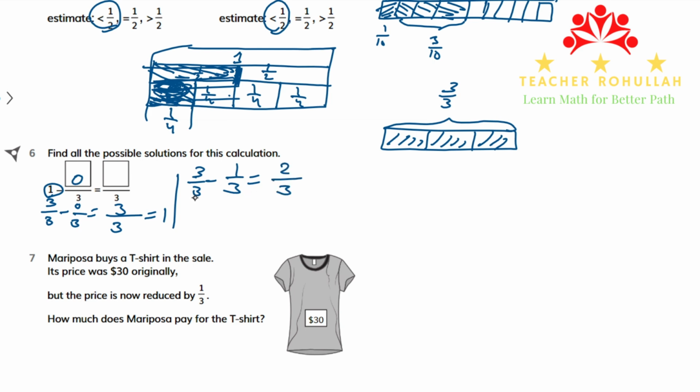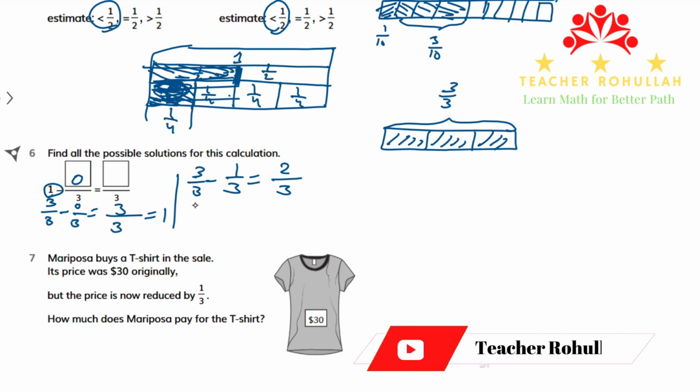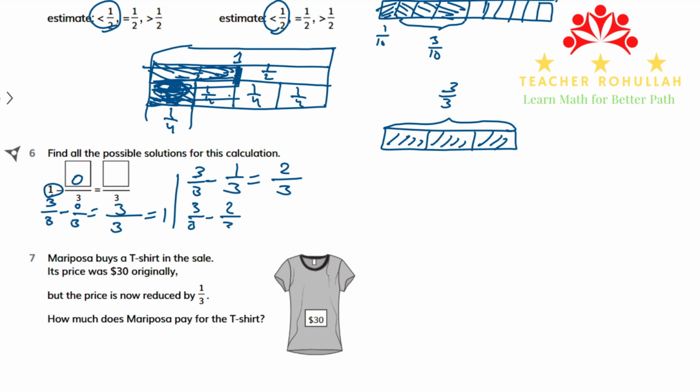How? We write the denominator, which is 3, and we subtract the numerators. 3 minus 1 is 2. This is the other possible answer. Again, we continue writing 3/3 minus 2/3. Now, the denominator is the same. 3 minus 2 is 1. And we have another possible answer also.